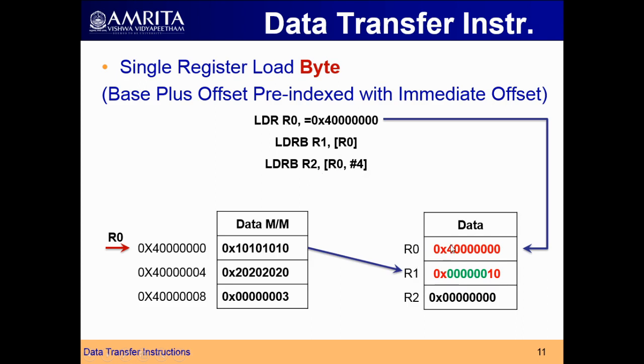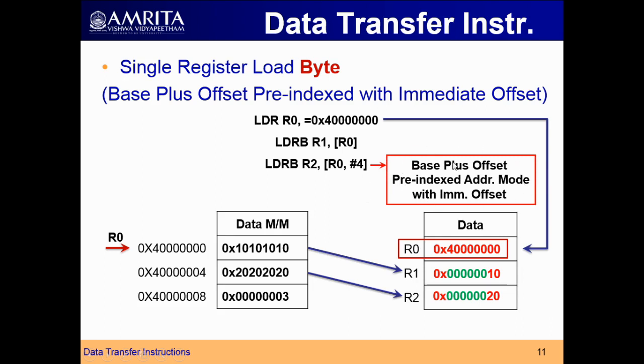Similarly, I am writing LDRB R2, [R0, #4]. That means the address will be incremented by 4 and whatever content is present in this address will be moved onto R2. But again, since it is B, only the LSB byte will be moved, and all the other 24 bits will be zeros. Since you are not using any write back, R0 will contain the base address itself. So this is how the LDRB operation is done. It comes under the same addressing mode; the only thing is that instead of moving a word, you are moving a byte.